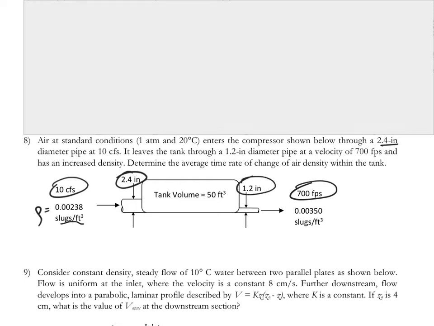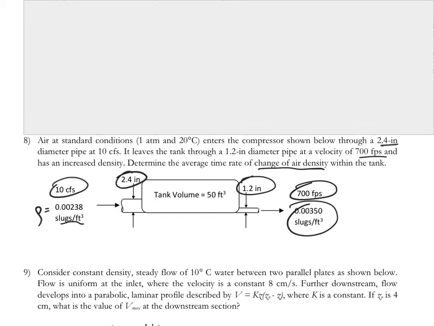1.2 diameter pipe, and a velocity of 700 feet per second. Increased density. Okay, density is denser. Determine the average time rate of change of air density in the tank. Okay, this is annoying, right? So look at this, time rate of change of air density. So air density is changing, so this is not incompressible.